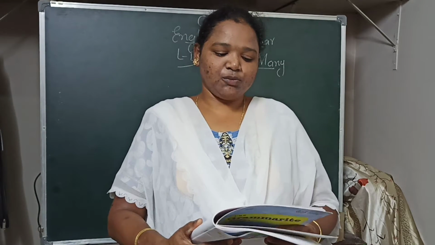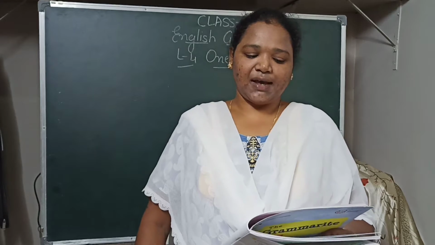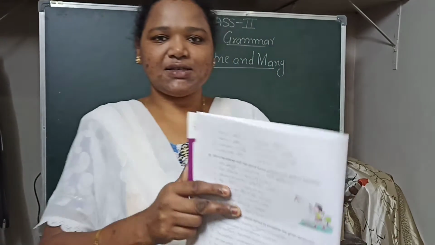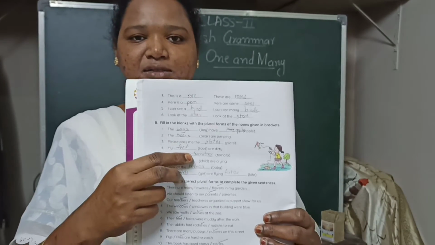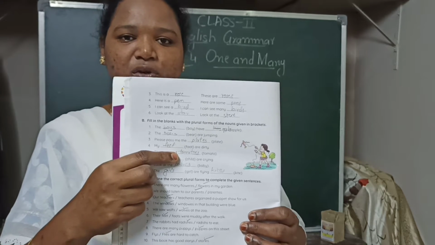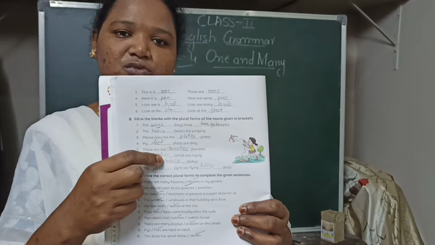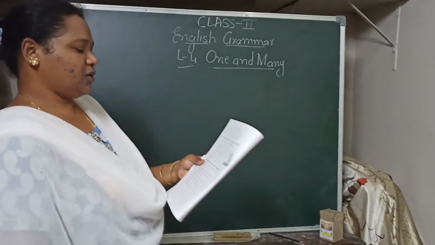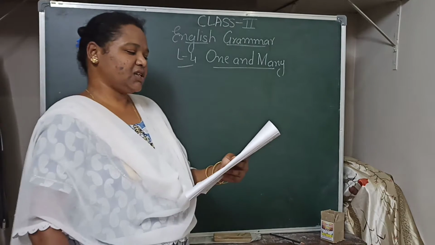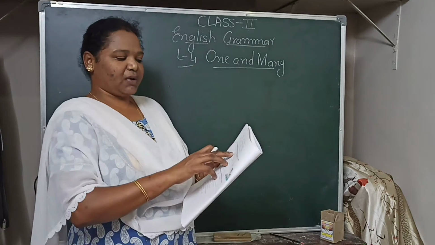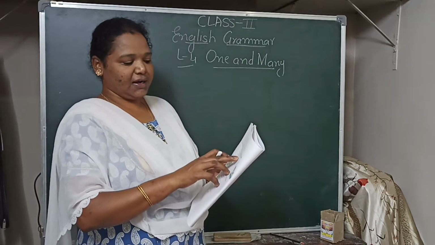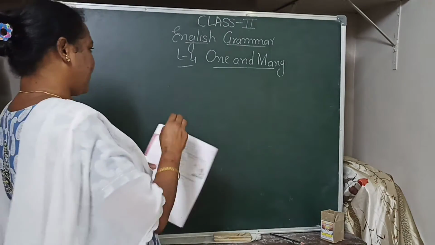So moving on to exercise B on page number 18. Fill in the blanks with the plural forms of the nouns given in brackets. So they have given some blanks and some words in the brackets, right? So we have to write the plural forms of the nouns which they have given in the brackets. Okay, so first one, the boys, the dash have dash. So the bracket words are boy and apple. So what we have to write?